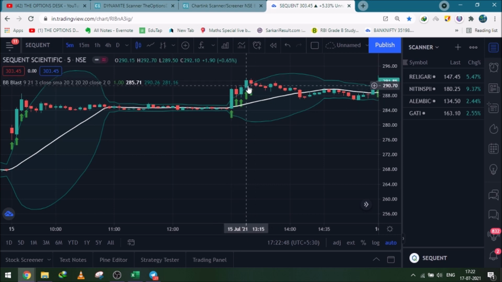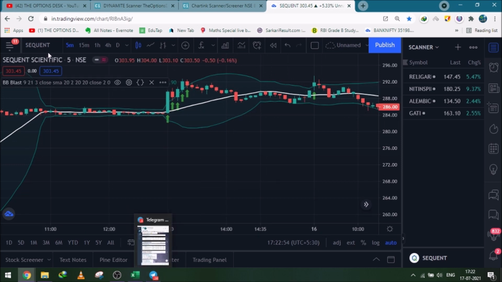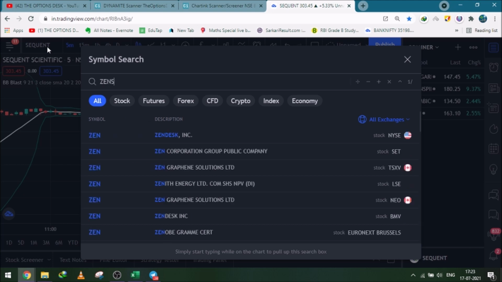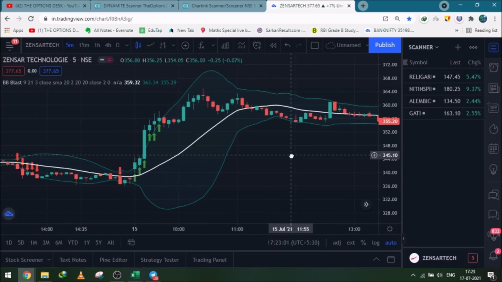And once it broke, it went till 292.70. That is approximately 3 to 4 rupees. Okay, this was the stock for the Sequent. Now another stock, Zensar Technologies. Yeah, Zensar Technologies. Let me show you here.